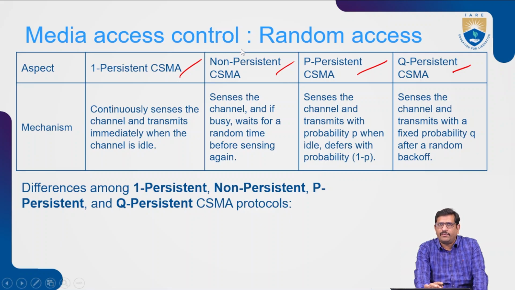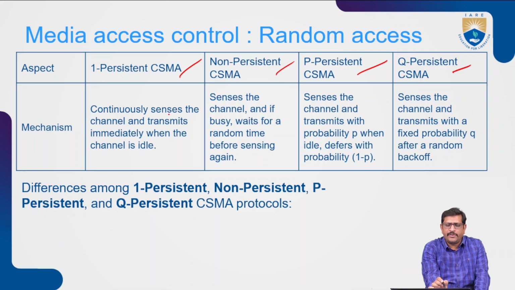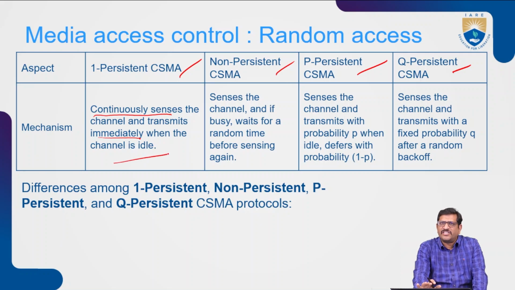If you take the mechanism in one-persistent CSMA, it continuously senses the channel. Whenever the channel is idle, whenever it is available and free, it transmits immediately. When the channel is idle, the data is immediately transmitted and the connection for communication is established.